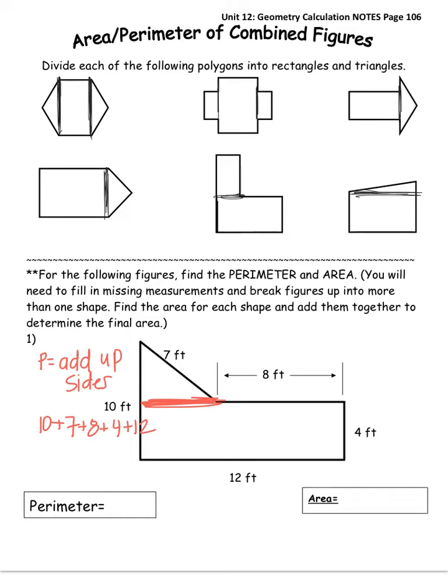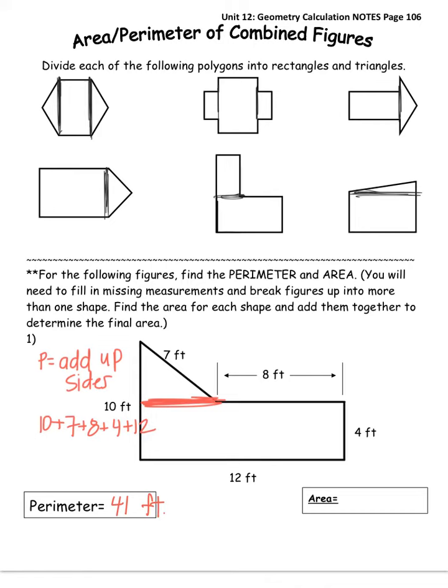Now when I do it, I like to go back and count my numbers to be sure I used every one. So 1, 2, 3, 4, 5. Alright, so we'll add that up. That gives me 10 plus 7, 17. 17 plus 8 would be 25. 25 plus 4 is 29. 29 plus 12 would be 41. So do not forget the units. The unit here would be feet. So we have 41 feet.